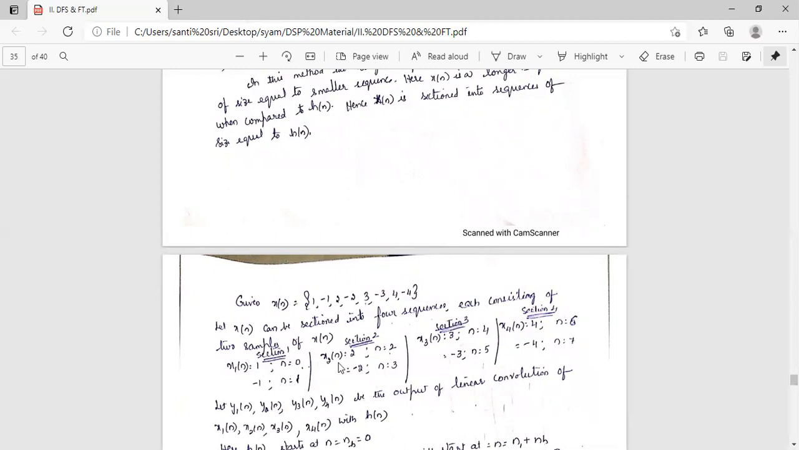For section 2, x2 of n is 2, minus 2, for n equal to 2 and 3. Section 3, for n equal to 4 and 5, it is 3 and minus 3. And for section 4, for n equal to 6 and 7, it is 4 and minus 4. Let y1 of n, y2 of n, y3 of n, y4 of n be the output of the linear convolution of x1 of n, x2 of n, x3 of n, and x4 of n with h of n.